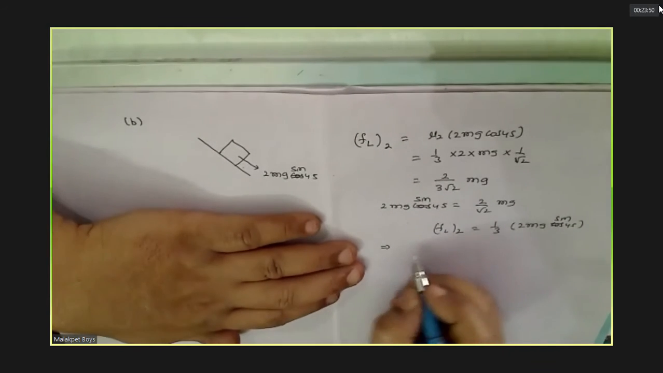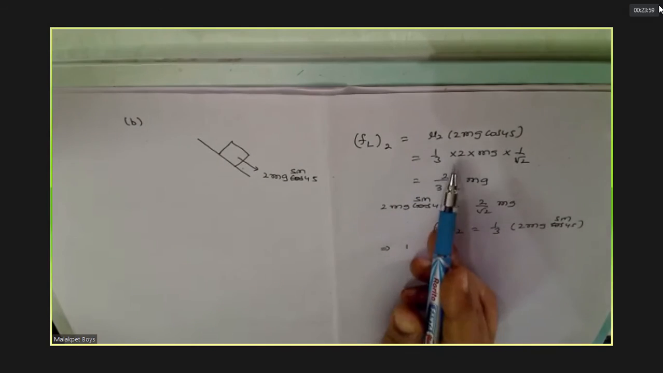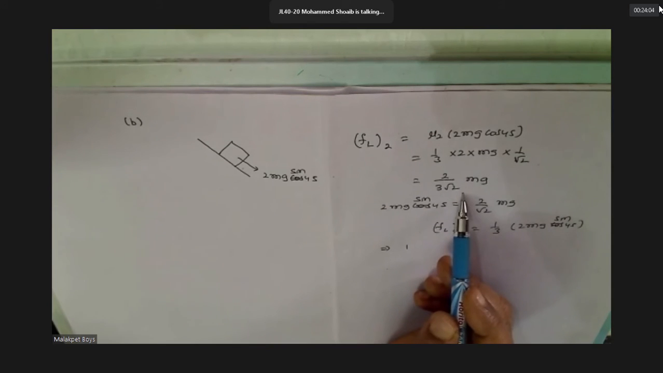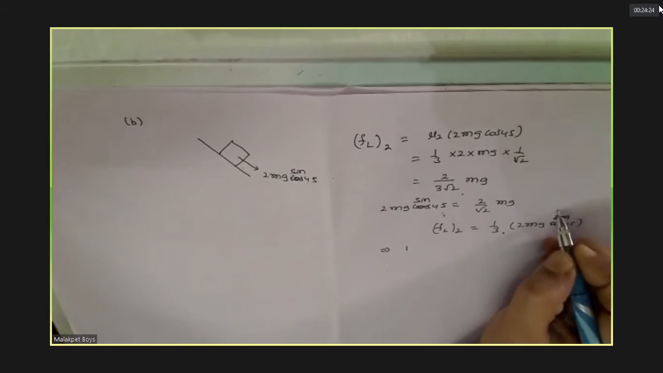Do you agree with this? Yes, sir. F limiting is 1/3 of 2mg cos 45 only. Mu s into N, and N is 2mg cos 45. Correct only. Sir, you wrote in the last step 2mg cos 45. No, this is correct only. F limiting is 1/3 of 2mg cos 45.